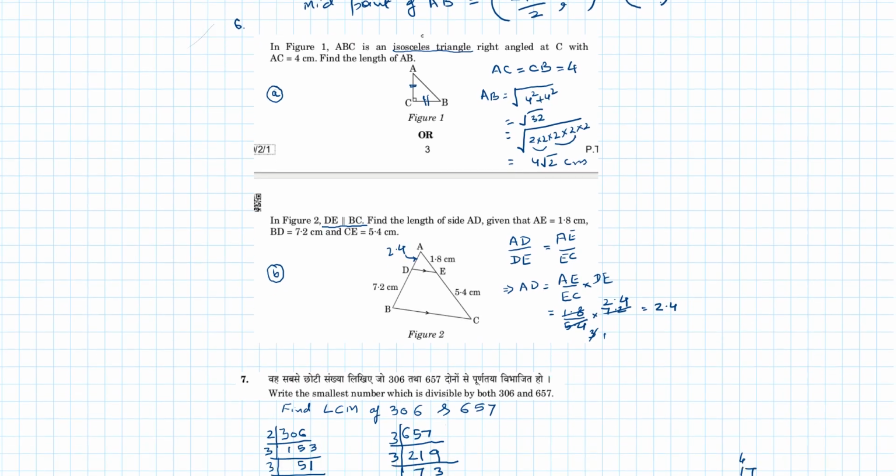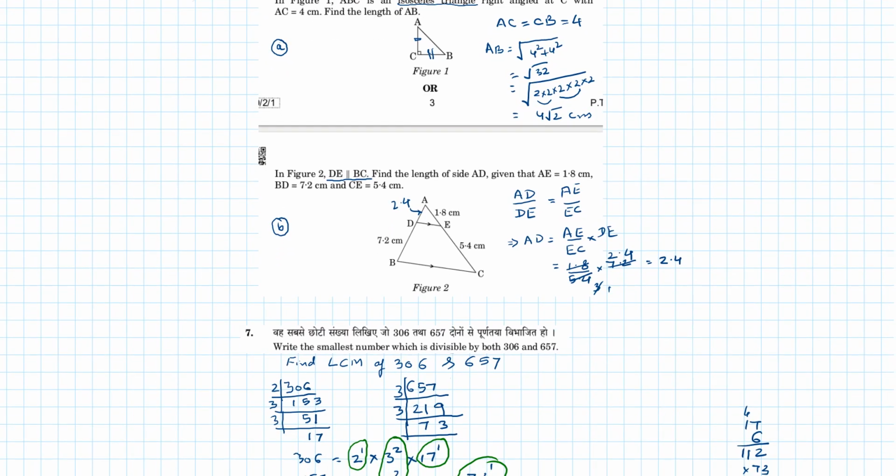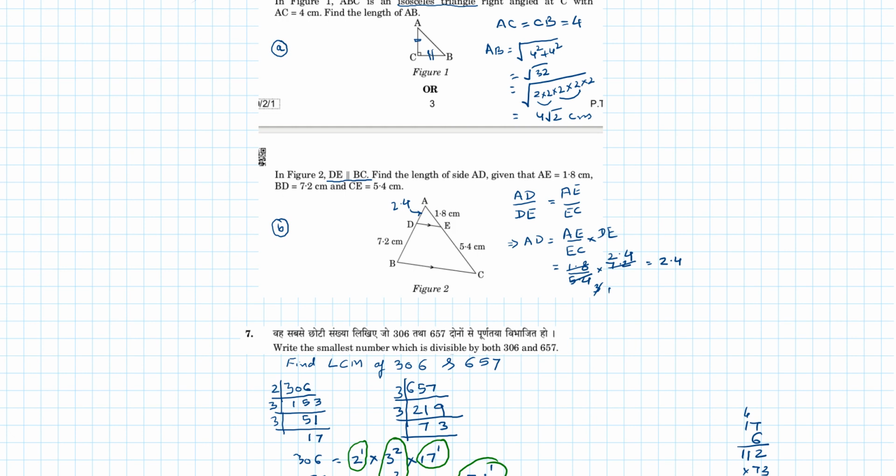Now let us come to the second question. That is the second part, that is B. इसमें हमें दिया है DE is parallel to BC. Now find the length of the side AD.